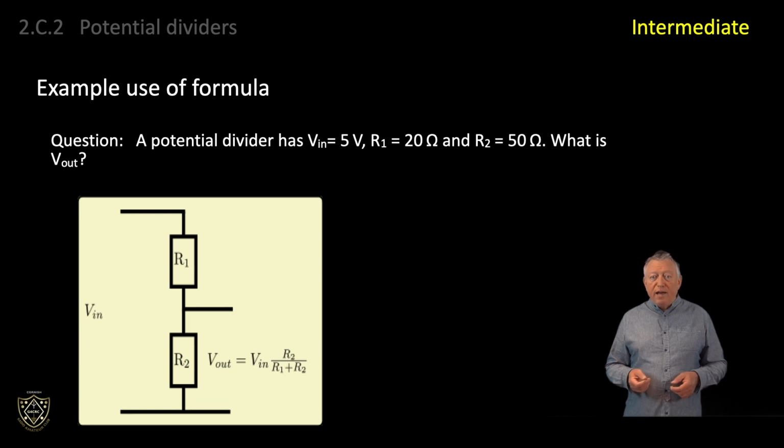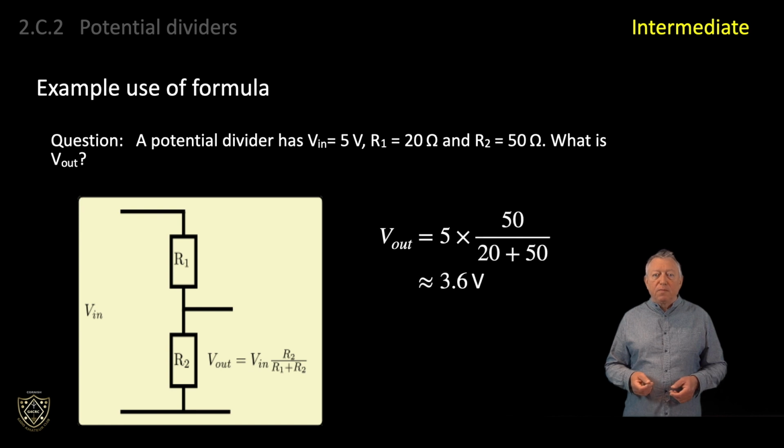A potential divider has Vin equal to 5 volts, R1 equals 20 ohms, and R2 equals 50 ohms. What is Vout? Well, Vout equals 5 times 50 divided by 20 plus 50, approximately equal to 3.6 volts.